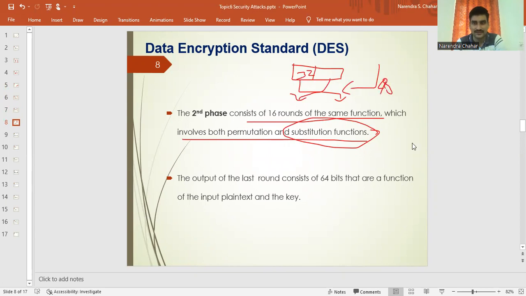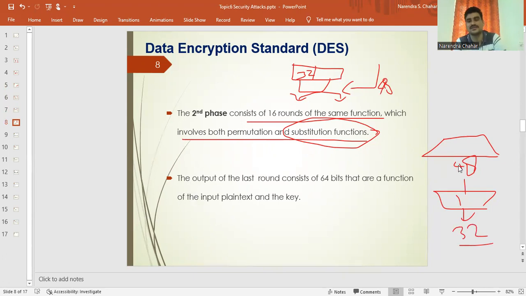I'm just expanding this first. So this will be 48 bits, and I need to substitute it again down to 32 bits. So this operation will be performed here, 48 to 32 bits. The number of rounds depends on the subkeys, so there will be 16 rounds in DES.